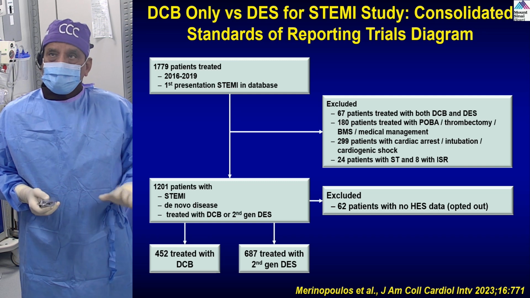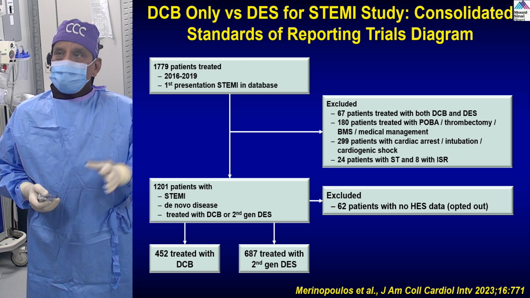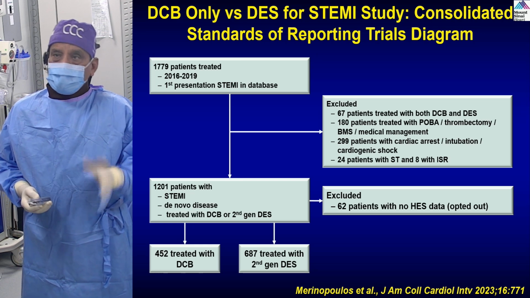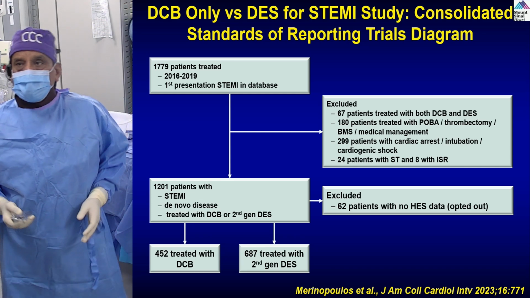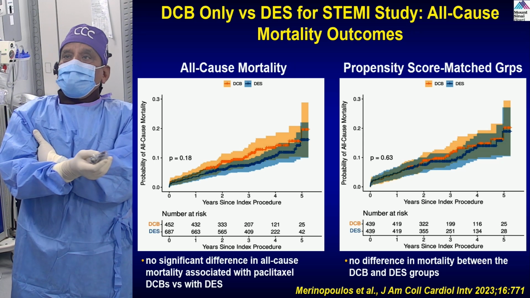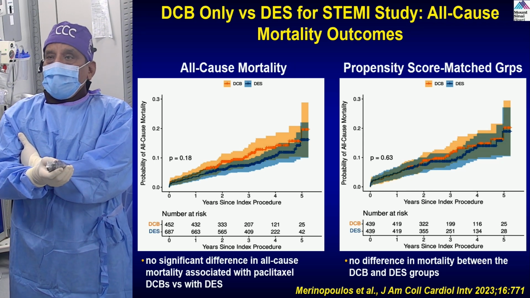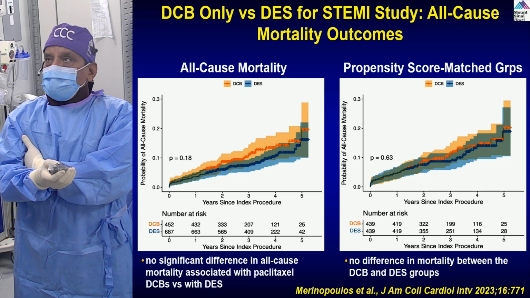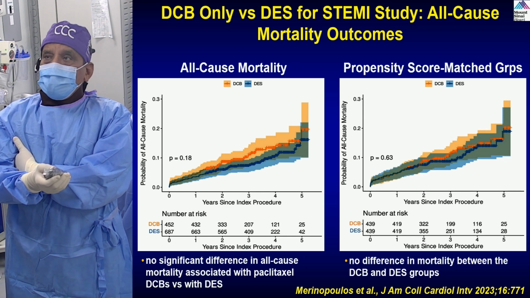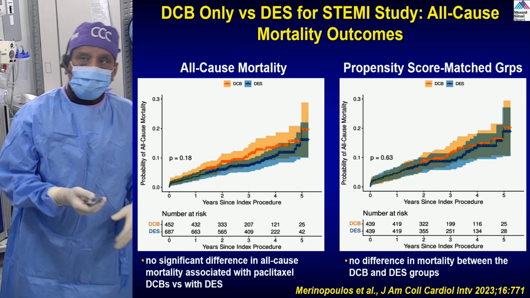As you know, drug-coated balloon is coming up. This is the data, not a randomized trial. They did a case control in STEMI patients, de novo disease, and second generation, with 452 drug-coated balloon and 687 second generation DES, and basically found, up to 5 years, as you can see here, identical outcomes of mortality, and in the propensity match group also. So overall, identical outcome of the drug-coated balloon at 5 years compared to DES in STEMI patients.